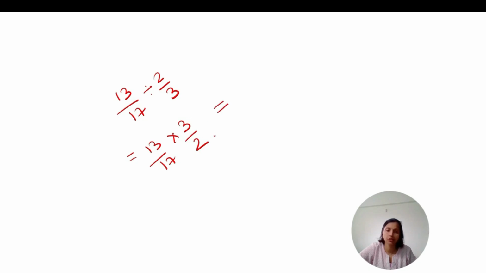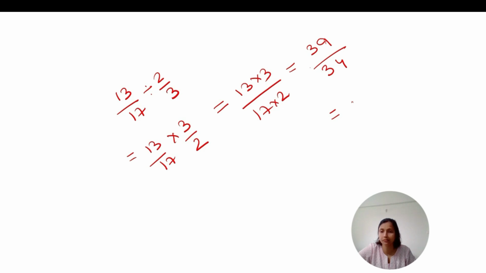Let's take quickly one more example, 13 by 17 divided by 2 by 3. So I will flip the divisor, 13 by 17 into 3 by 2. Now it is a simple multiplication of fractions. So multiply numerator with numerator, denominator with denominator. So we will get 39 by 34. I can convert this improper fraction into a proper fraction. It is a good practice to represent the final answer in proper fraction terms and the simplest terms.